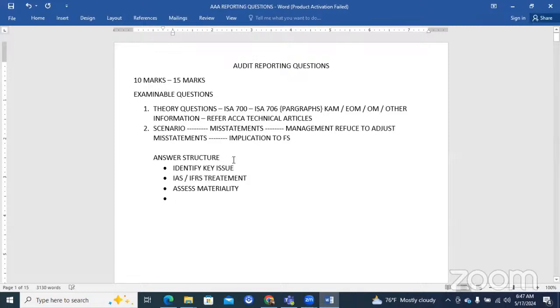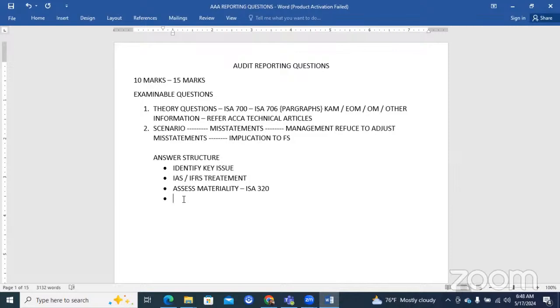Third point, you should assess materiality, ISA 320. You might study ISA 320. Under that, materiality can be decided in two ways by the auditor. One is by looking at the nature. Two is by looking at the amount. Mostly in your skills paper and even AAA, Advanced Audit and Assurance paper, we assess materiality towards the amounts.